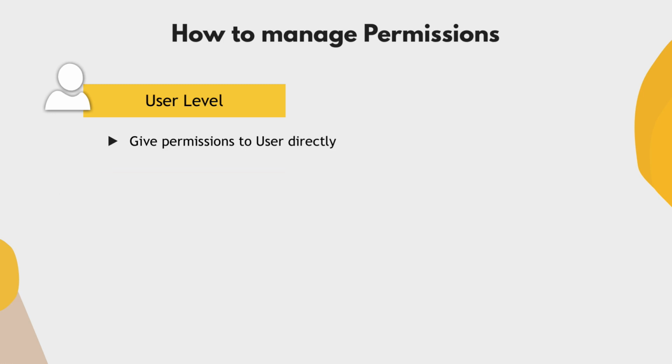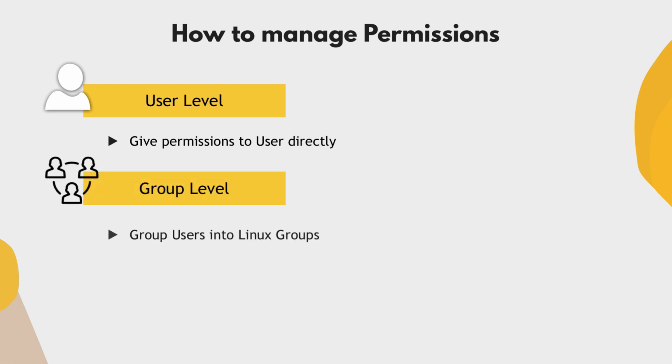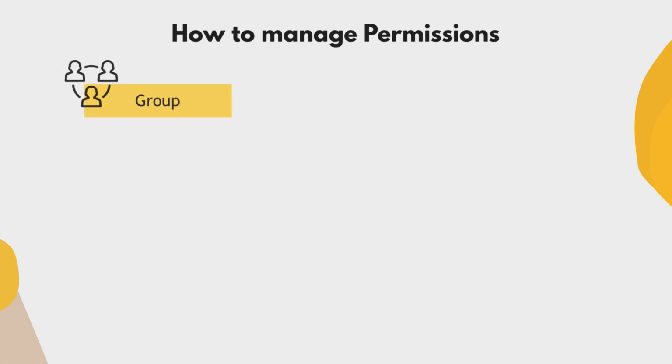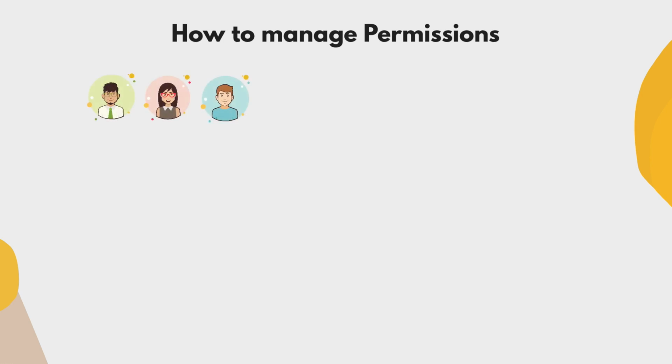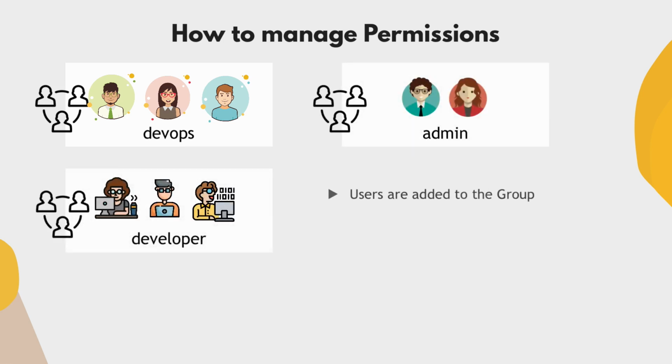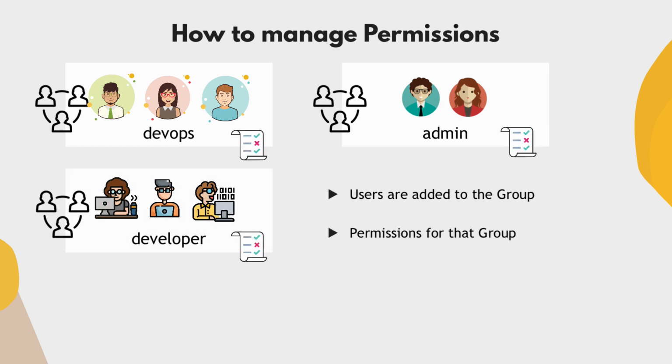Another way of managing user permissions is by grouping users into Linux groups and then giving that group certain permissions. And this is actually the best way of doing it, especially if you're managing multiple users, by defining a group on a Linux system. For example, if you have a DevOps team, then you would have a DevOps group, or you may have an admin group. You may also have a group for developers, and then you would add all those users to the group, and then you would have permissions defined for that group and not directly for the user.